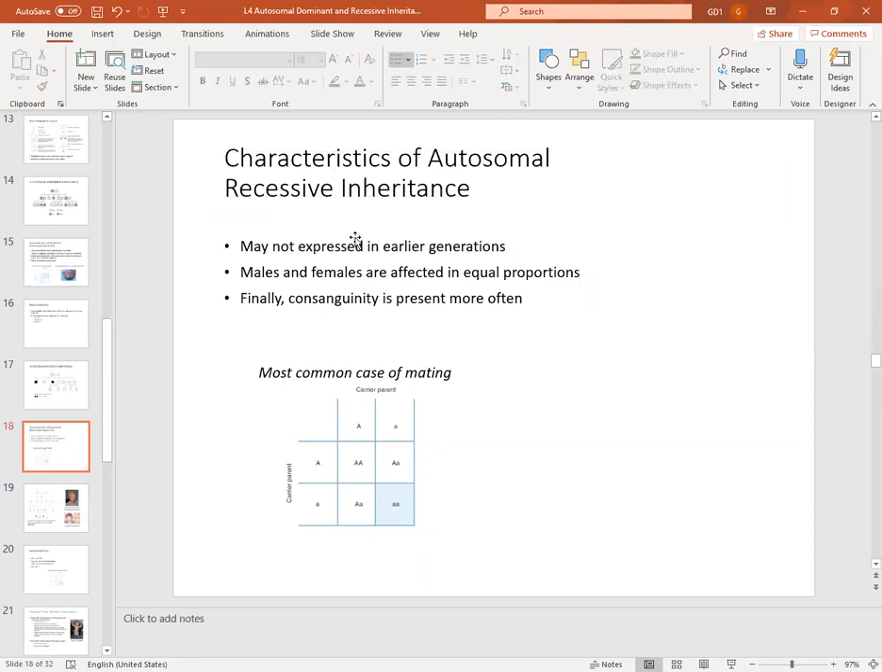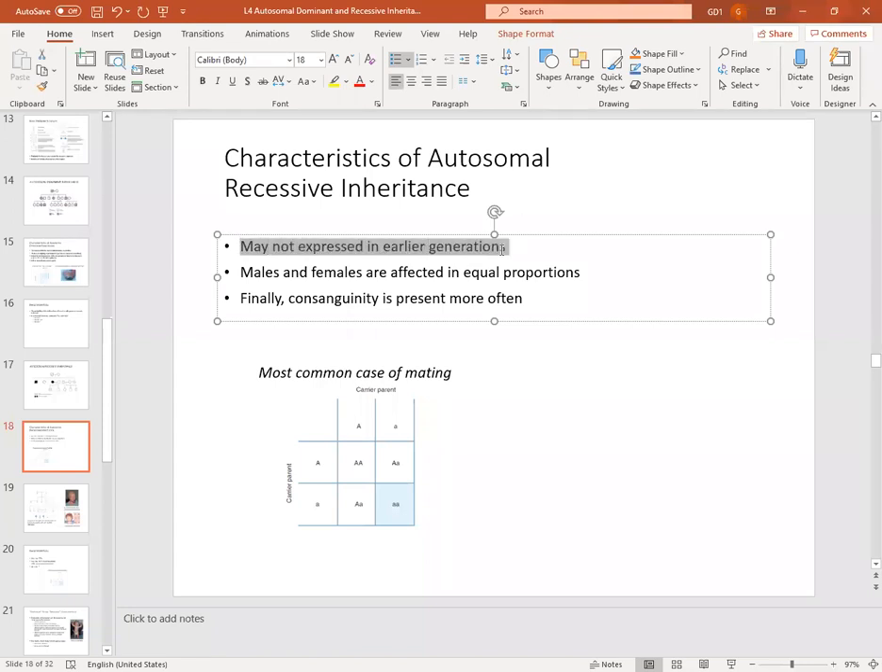Sometimes we cannot distinguish between recessive and another pattern, another error we will see later. So maybe we have the skip expressed in some earlier generation. Male and female are affected in an equal proportion, right? This is not related with sex chromosome. And finally, maybe the consanguinity. We will explore this term at the end of the chapter. This is a kind of serious thing related with human society.